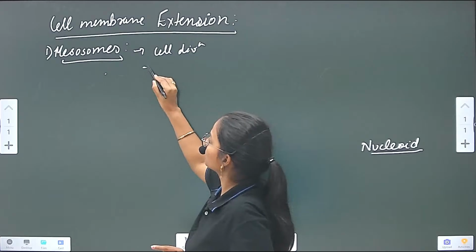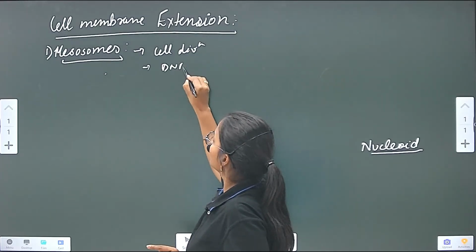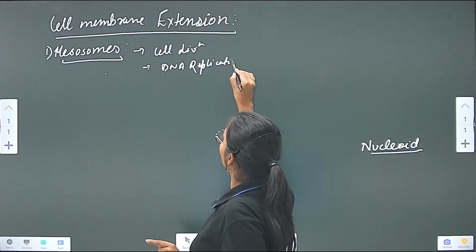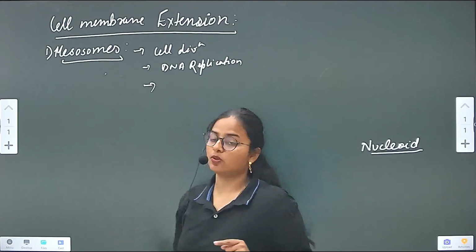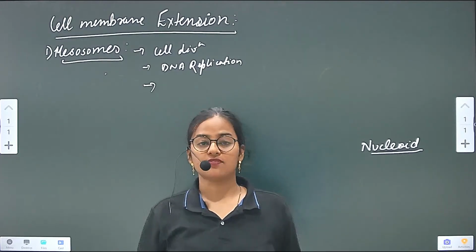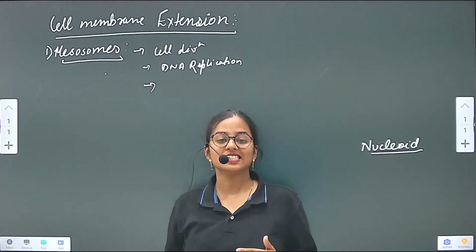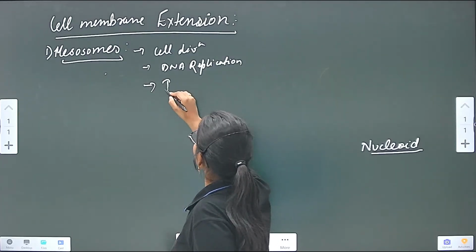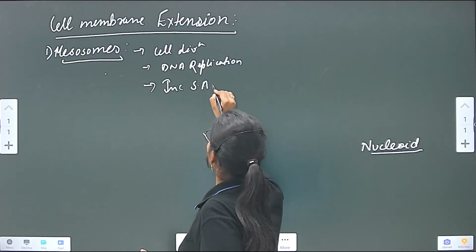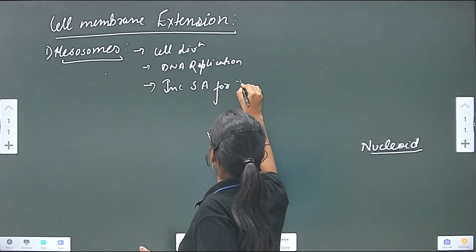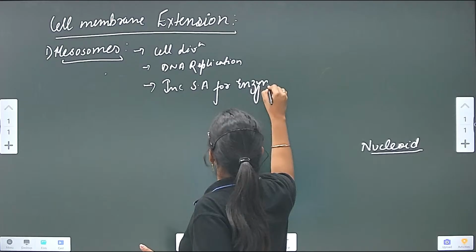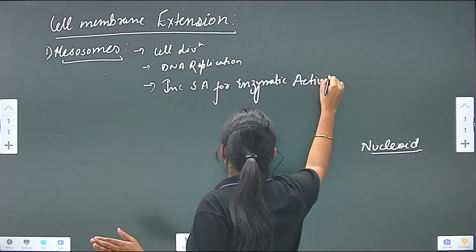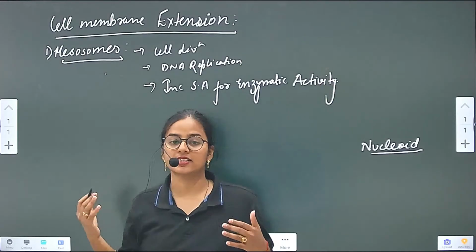What else we have discussed? In DNA replication. Also, we have talked it plays a role in increasing the surface area for enzymatic activity, if you remember, right? So, increase surface area for enzymatic activity. Up till here we have already done in our yesterday's lecture.